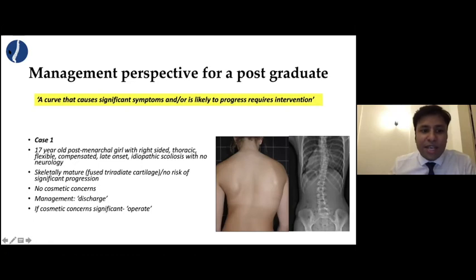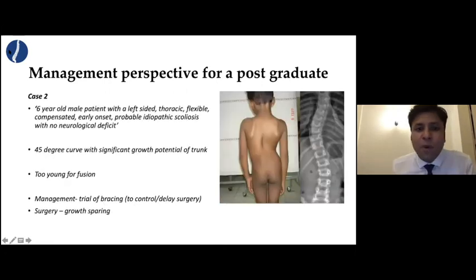If this patient says, I have no cosmetic concerns, I'm happy with the way I look, I'll say, okay, go home, discharge, you don't need anything. But if this patient says that I don't like the way I look, then the option would be, of course, to operate. So here the patient's complaints are dictating the management. Let's talk about another case.